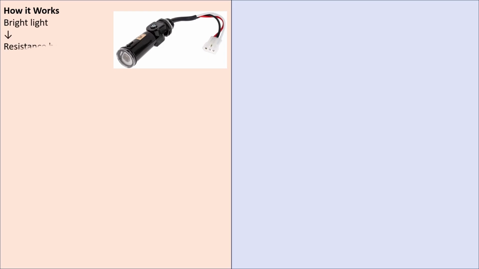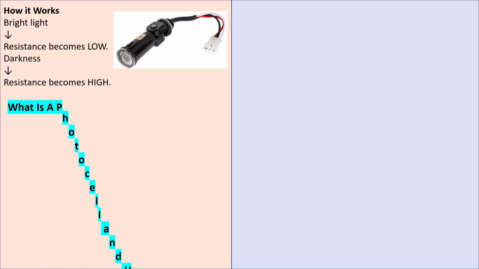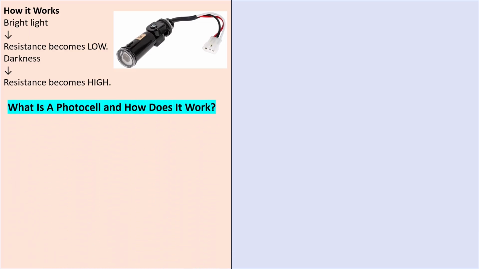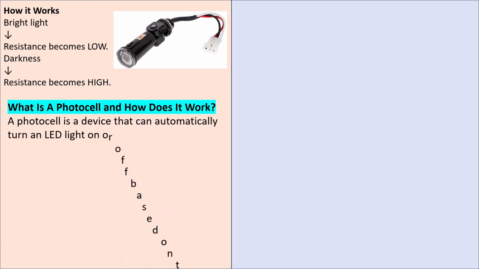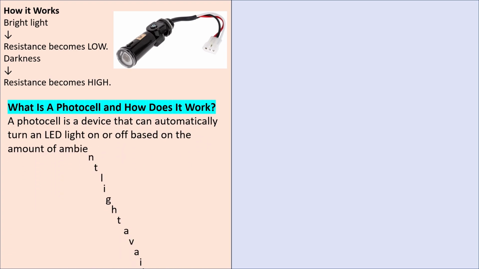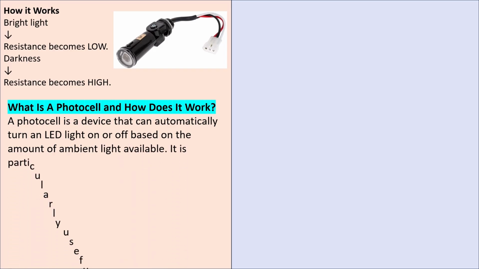How it works: bright light, resistance becomes low; darkness, resistance becomes high. What is a photocell and how does it work? A photocell is a device that can automatically turn an LED light on or off based on the amount of ambient light available. It is particularly useful for outdoor area lighting.